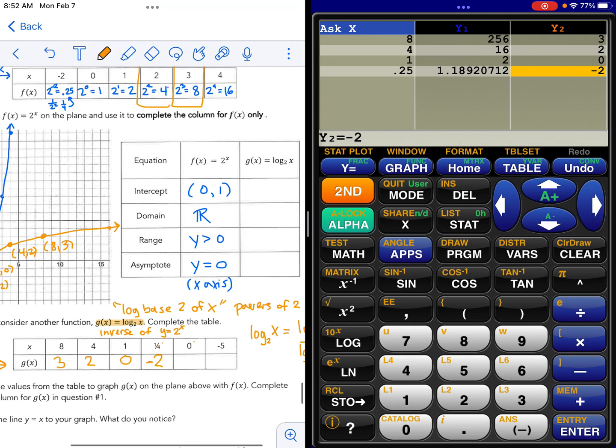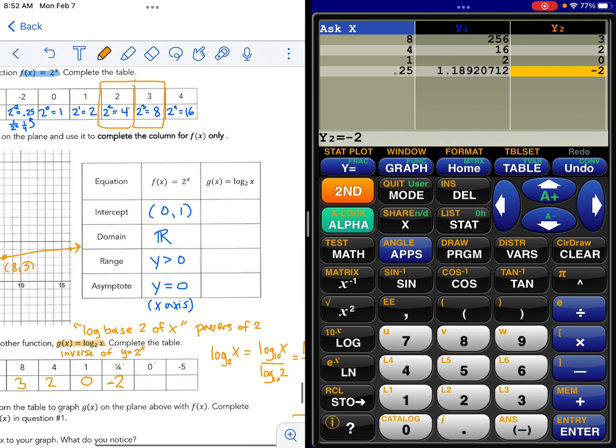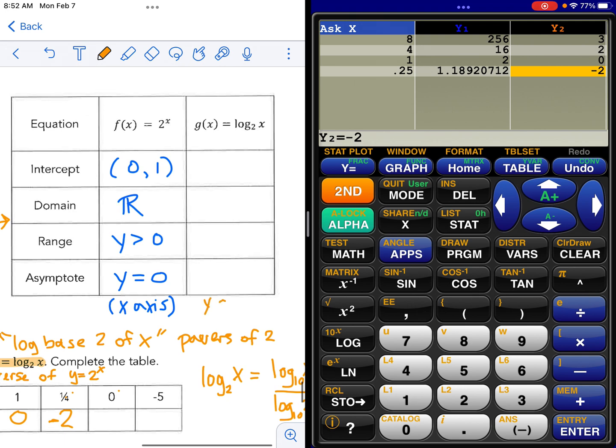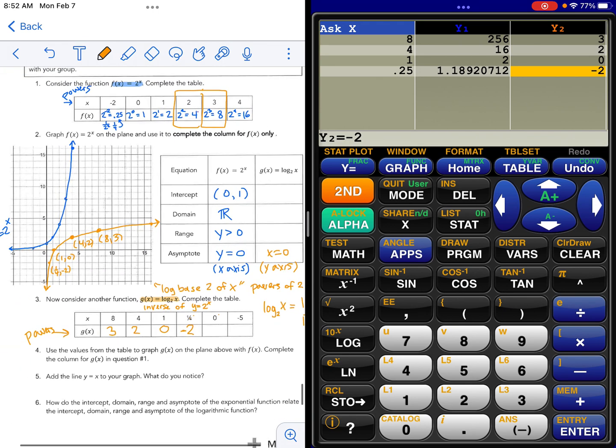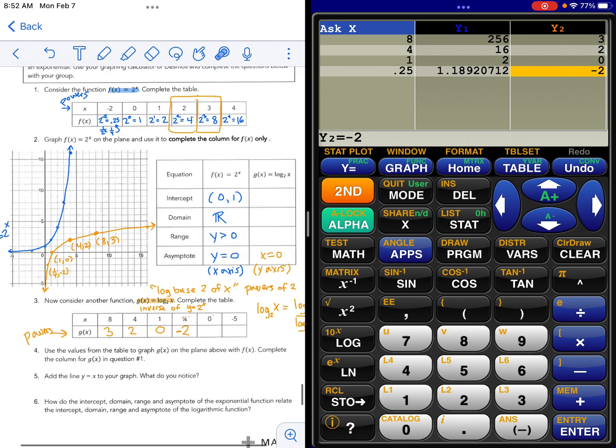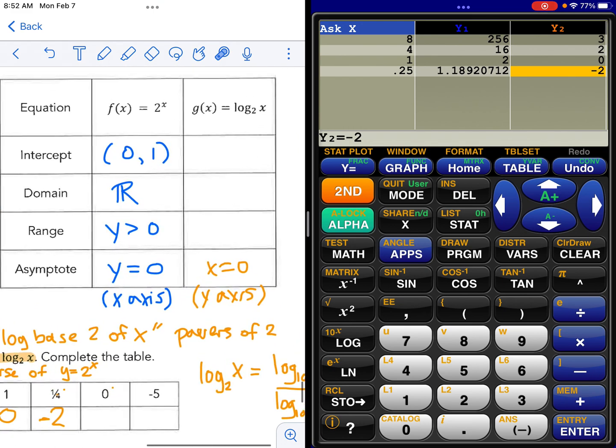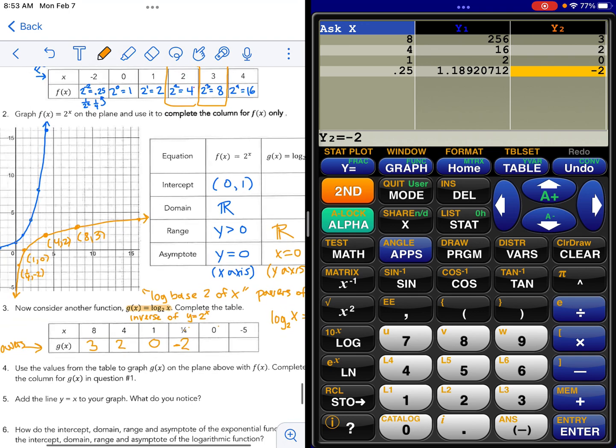So notice that the y-axis is now an asymptote, not the x-axis. So the asymptote now is the y-axis. And the equation for that would be x equals 0. We swapped the x's and the y's. The range is all reals. So think about, the range are the y values, right? And we're using all of these y values for that logarithmic function. So the range is now all reals.